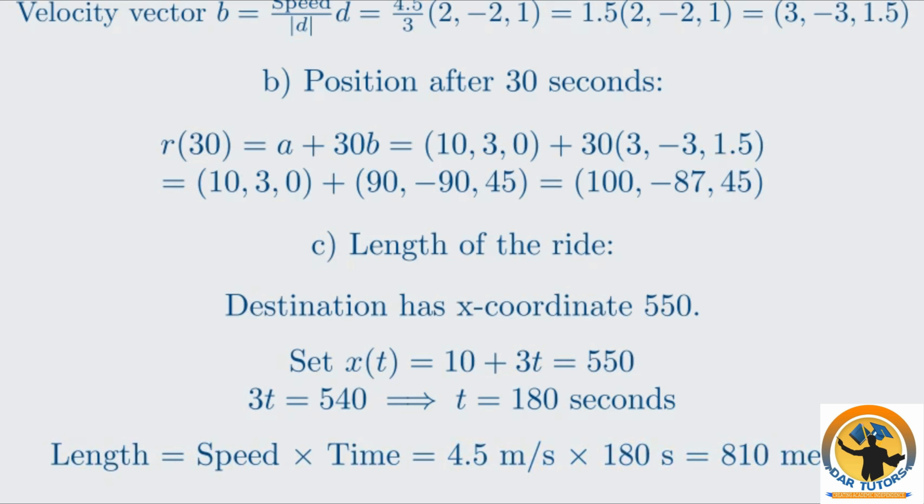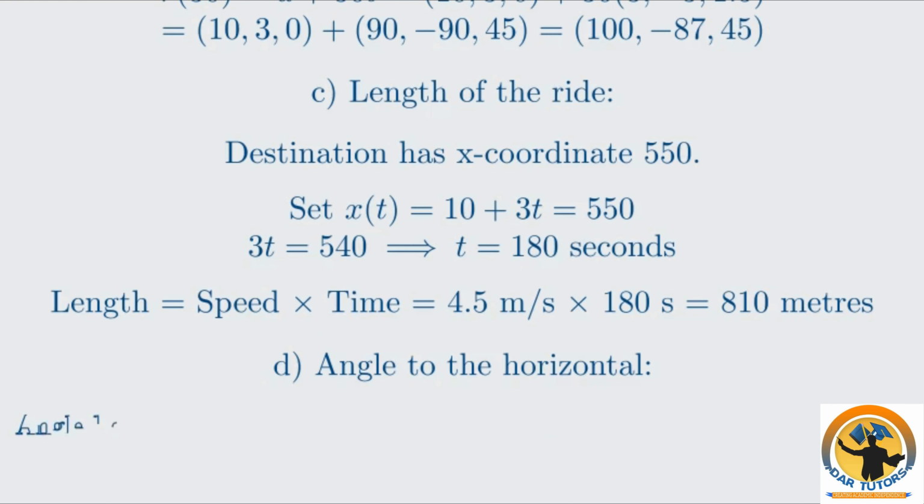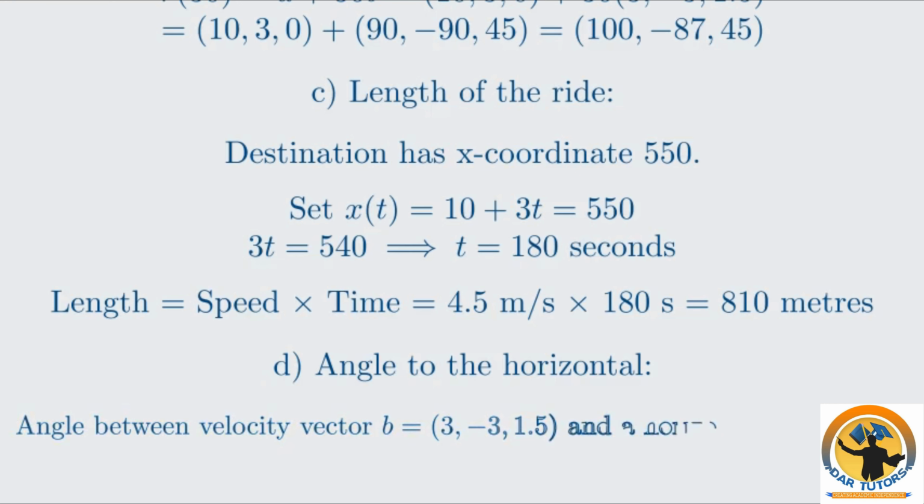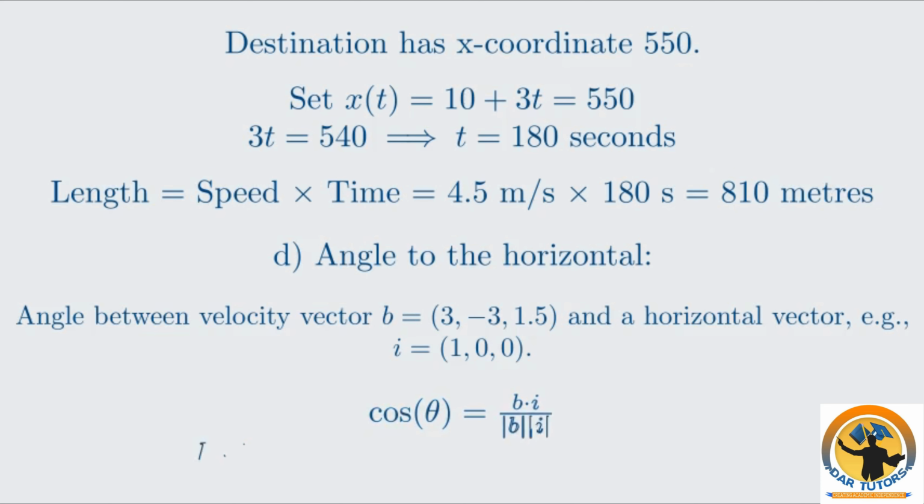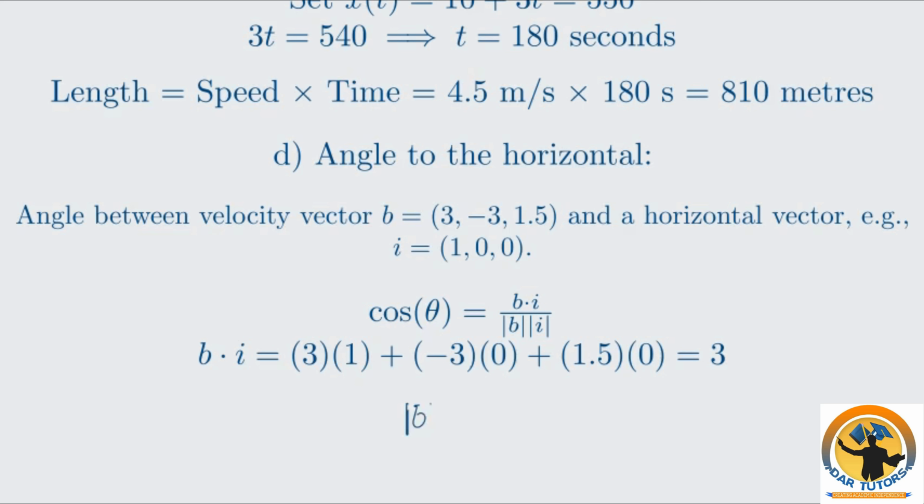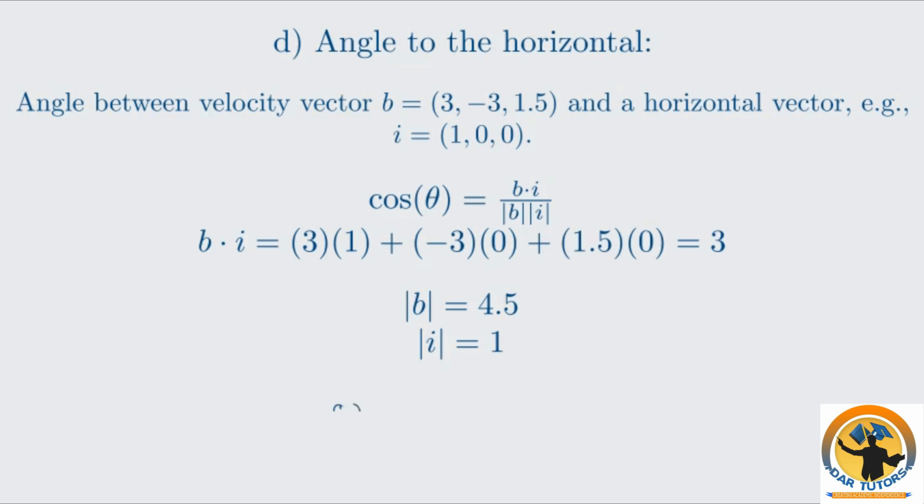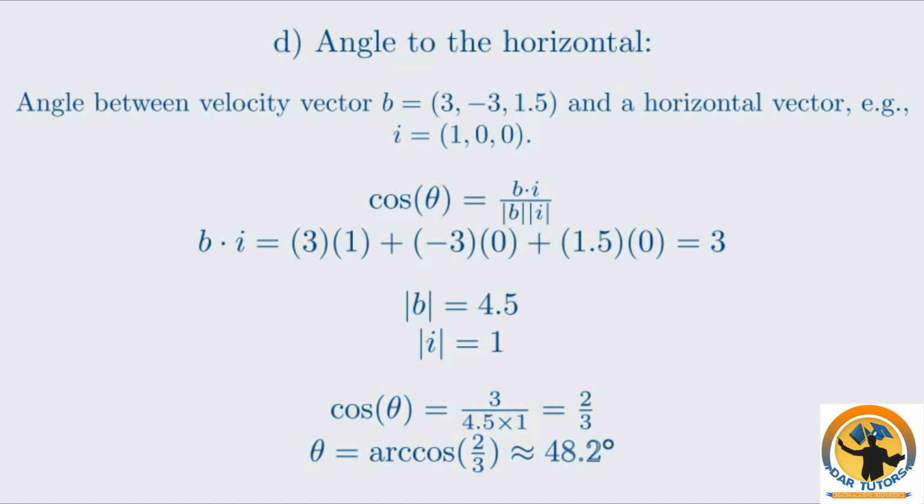Finally, the angle to the horizontal. The angle the cable car travels to the horizontal is the angle between its velocity vector and a horizontal vector. A simple horizontal vector is the i vector, (1, 0, 0). We use the dot product formula again. The dot product of the velocity vector and the i vector is 3. The magnitude of the velocity vector is 4.5. The magnitude of the i vector is 1, so the cosine of the angle is 3 over 4.5, or 2 over 3. The angle is the inverse cosine of 2 over 3, which is approximately 48.2 degrees.